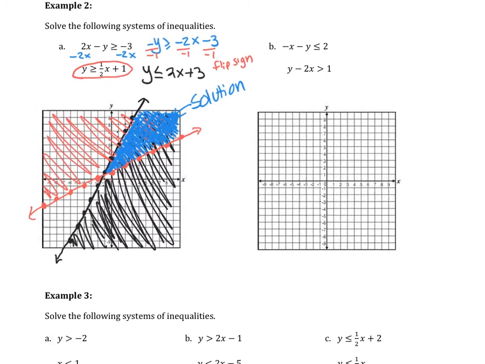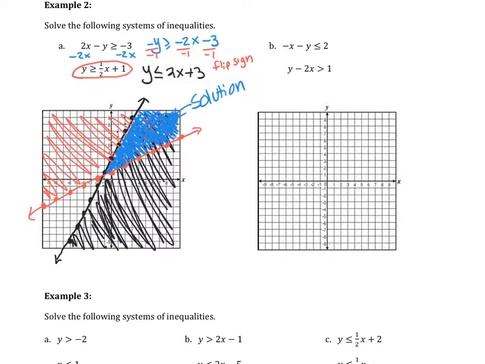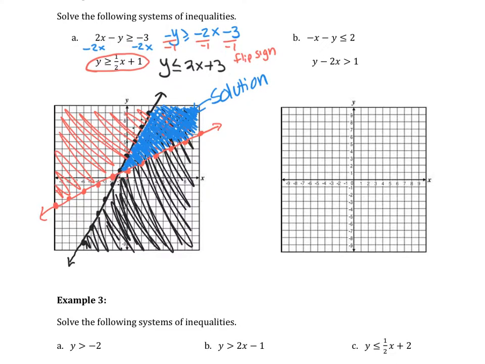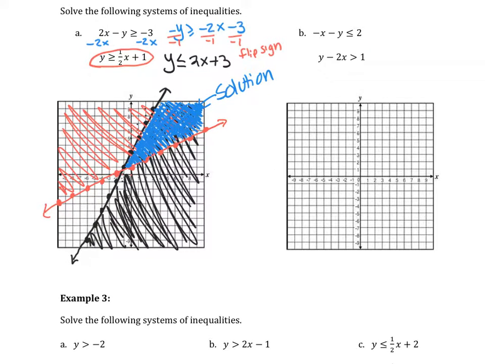Okay. Can you guys try letter B? So get y by itself. Remember, flip the inequality sign if you ever have to divide by a negative. So go ahead and try letter B right now, graphing and solving the system of inequalities.